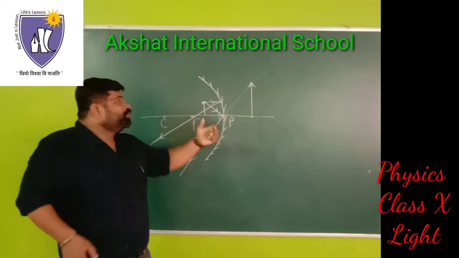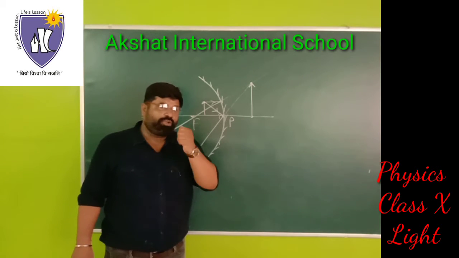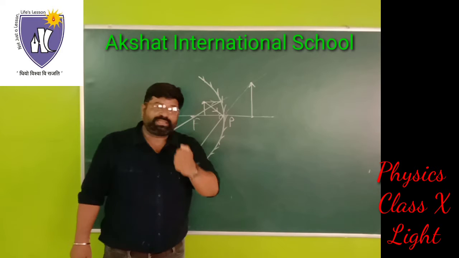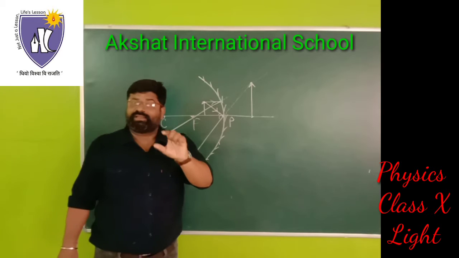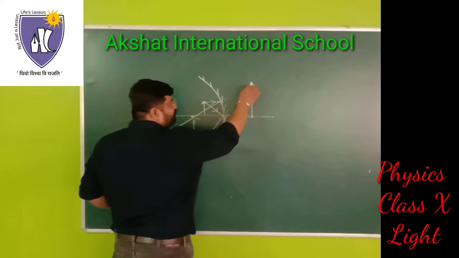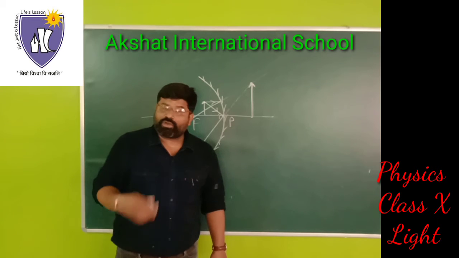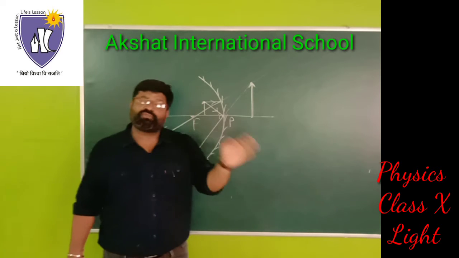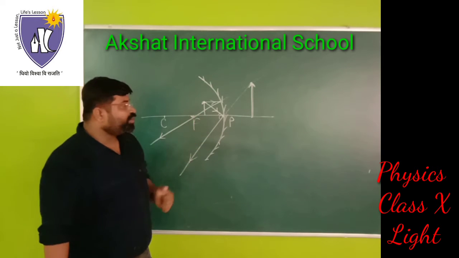You can do this practically also. If you have a spoon, take the curved part in front of your face and take it close enough. Then you will see your face or a part of your face enlarged, and it is erect also. This is the case in which the image cannot be obtained on the screen because the rays are intersecting virtually. So the image formed will be behind the mirror. So this is a virtual image.